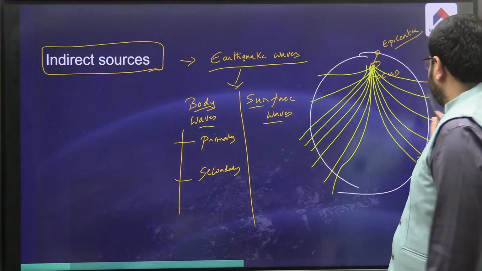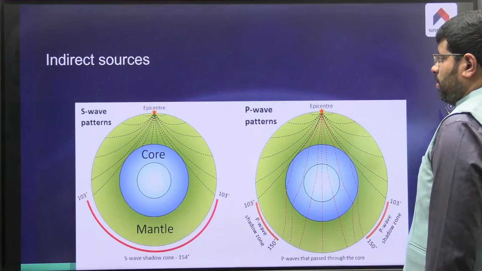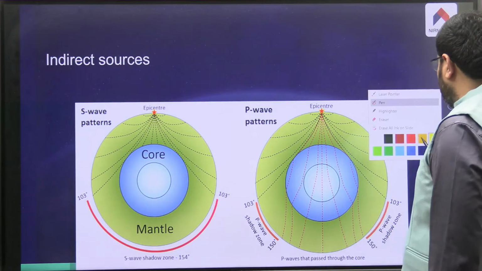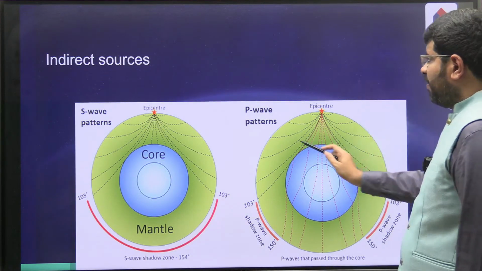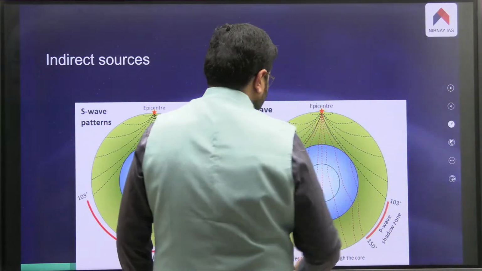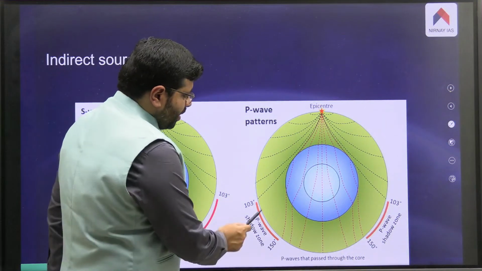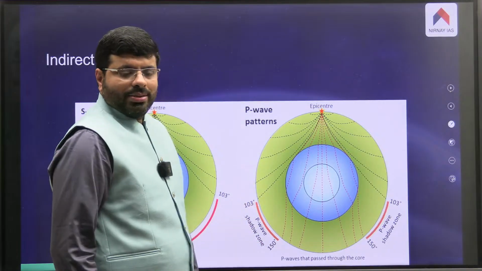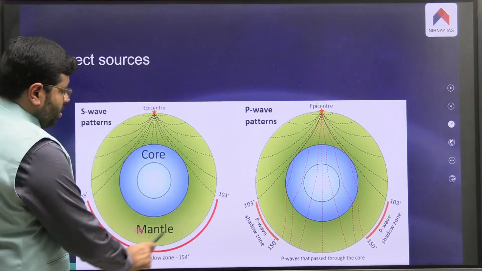So let me show you a picture. If you see the earthquake waves, the primary wave patterns are not being reported at a certain place. The secondary waves are not reported beyond a certain point.